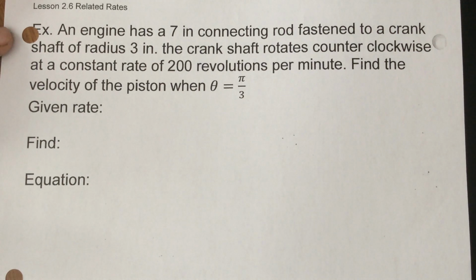So an engine has a 7-inch connecting rod fastened to a crankshaft of radius 3 inches. The crankshaft rotates counterclockwise at a constant rate of 200 revolutions per minute. Find the velocity of a piston when theta equals pi over 3. Now, I'm sure many of you are going, okay, what are all of those words meaning?